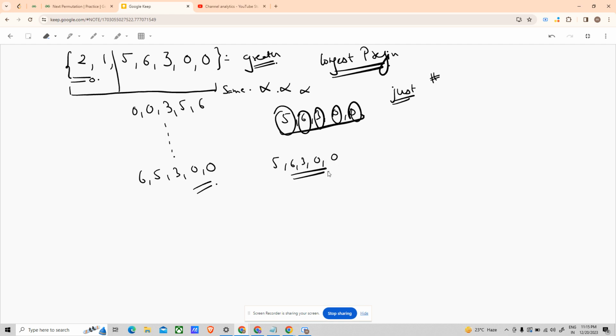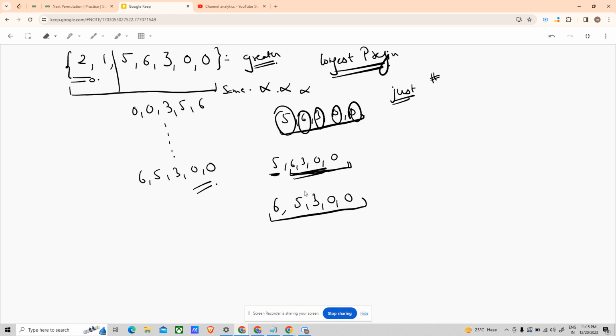So 56300. Okay. For 56300 to be greater, isn't it obvious that if 6300 was maximum in itself, and 5 is here, we have to put an element greater than 5 here. So in the remaining part, that is 6300, the only digit greater than 5 is 6. I put 6 here. Now to save time complexity, I swap the 5 and 6. So 5 comes here, 300. Okay. Now 65300 is a permutation that is possible.